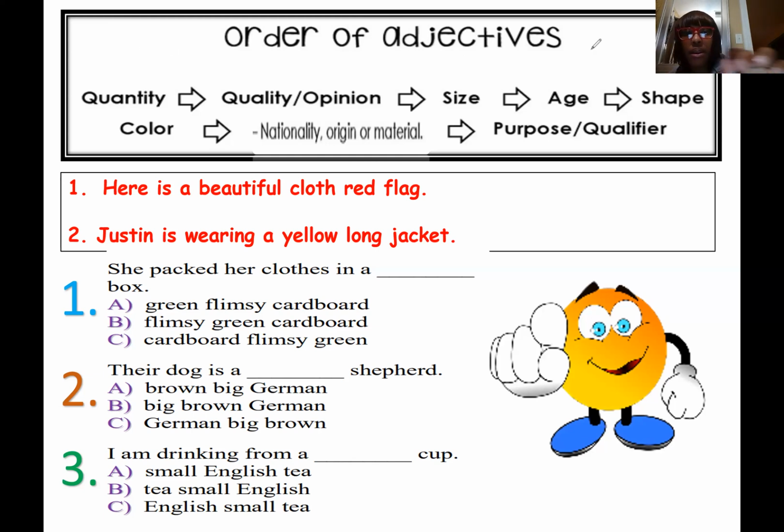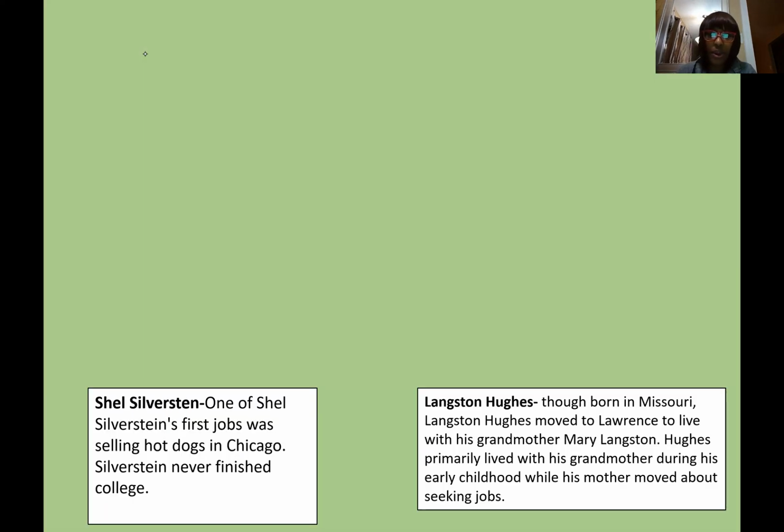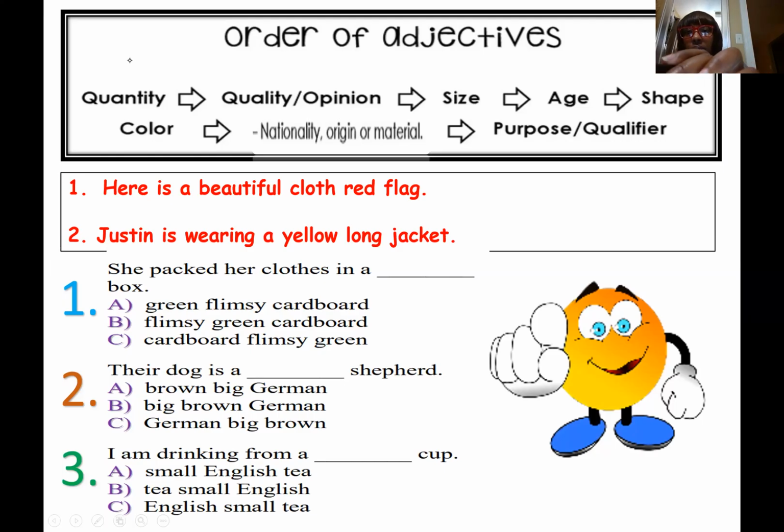Close this right here. Perfect. Let's try this again. Annotate. 1, 2, 3, 4, 5, 6, 7, and 8. So those of you who are just joining us and were not able to log in last week, what we are working with is order of adjectives.